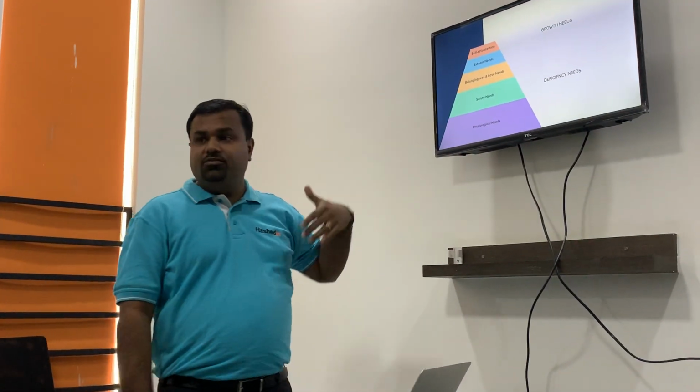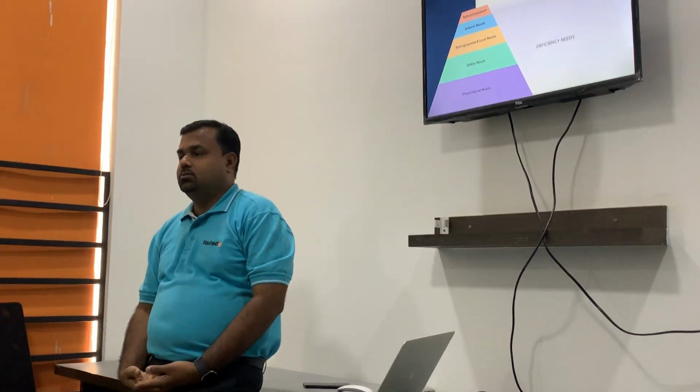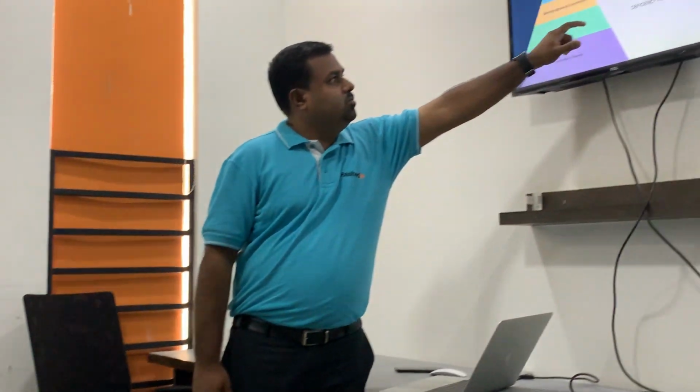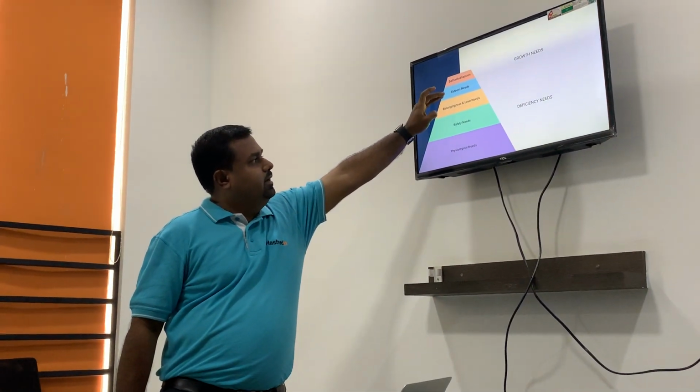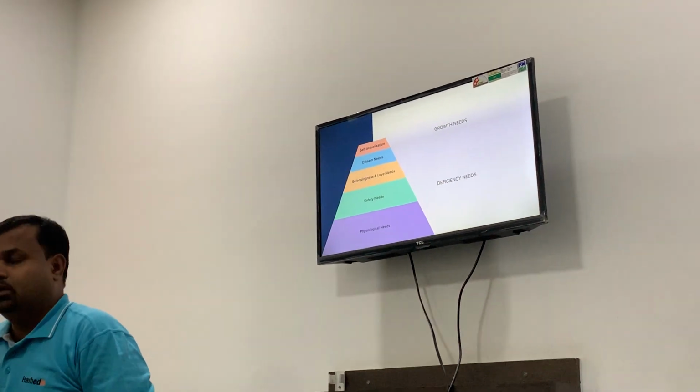Okay, there's another way to group this. These needs over here are called deficiency needs. Why deficiency? What is deficient? Something we don't have. So if you don't have it, what do you think about it? We need it. The deficiency needs, probably it's not very clear here, are physiological, safety, belongingness, and esteem.